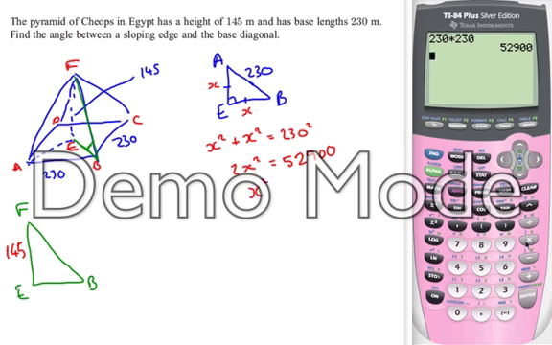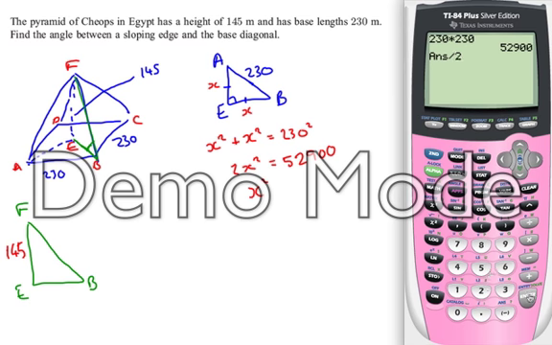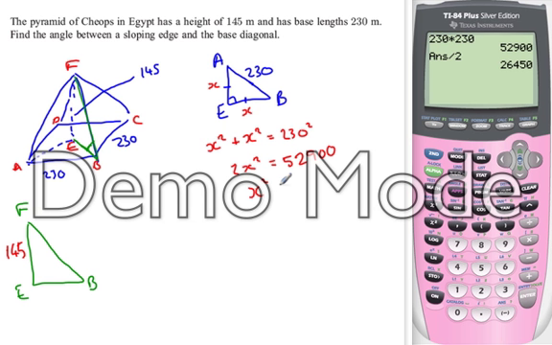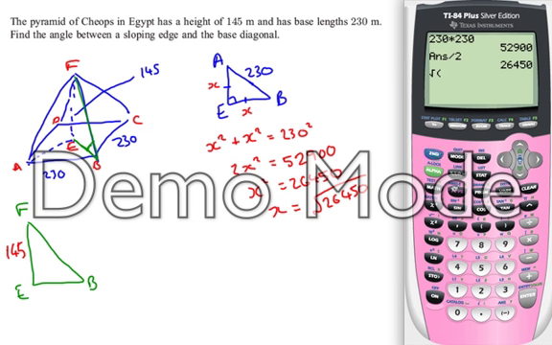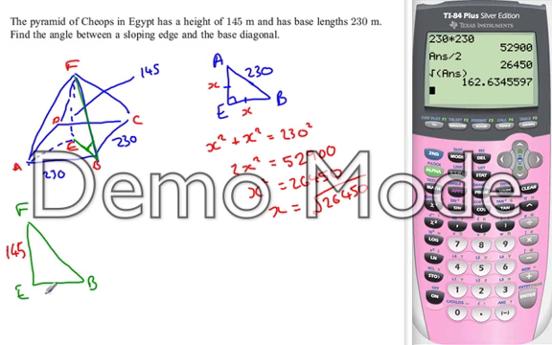X squared then, let's divide that by 2. X squared is 26450, which means that x is the square root of 26450. Is that going to be a nice number? Probably not. Let's have a look though anyway. Okay, let's just stick with this one. So this is x, this is the length from E to B. That means down here, this is the square root of 26450.